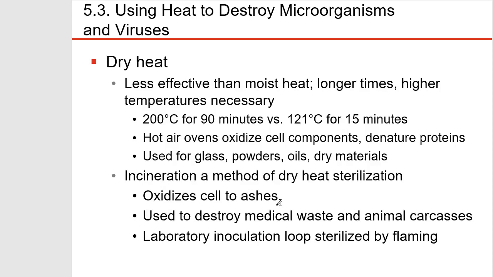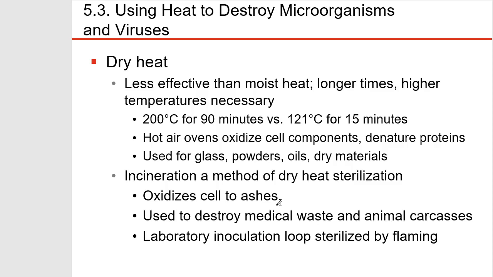So that's the end of moist heat sterilization. Now we're looking at dry heat. Dry heat is less effective than moist heat, takes longer times and higher temperature. So when we are plating bacteria and I tell you to take your inoculating loop and take it through the flame, the Bunsen burner, a couple of times, that is using dry heat to destroy microorganisms.